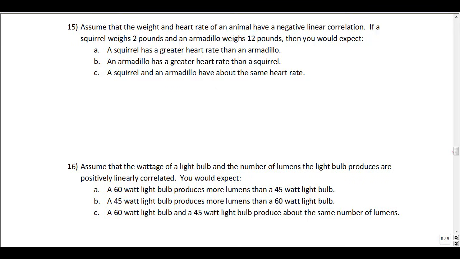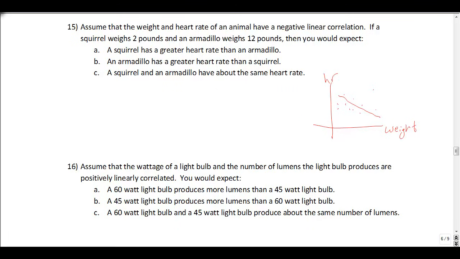15, I'm going to assume the weight and heart rate of an animal have a negative linear correlation. What that means is, if I graphed weight and heart rate, with weight here and heart rate here, the line is going to have a negative slope. I'll best fit this line here. That's pretty uniform. There's a few weird ones somewhere, but there's some line that has a negative slope. What that really means is the larger the weight, the lower the heart rate. If weight goes up, heart rate goes down. Also, if heart rate goes up, weight goes down.